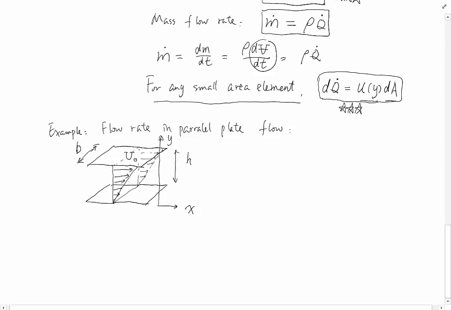In this configuration, we can write the velocity profile as u equals u0 times y over h. Right. This will satisfy when y equals 0, velocity equals 0. When y equals h, velocity equals u0.